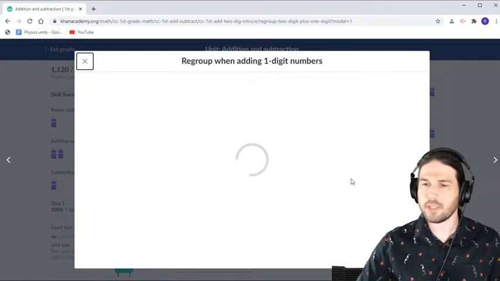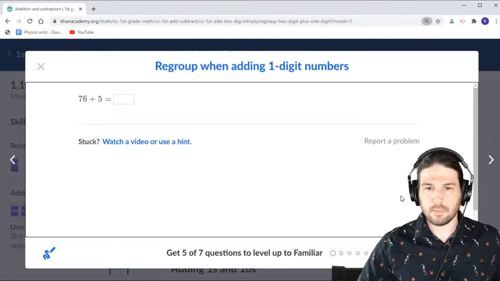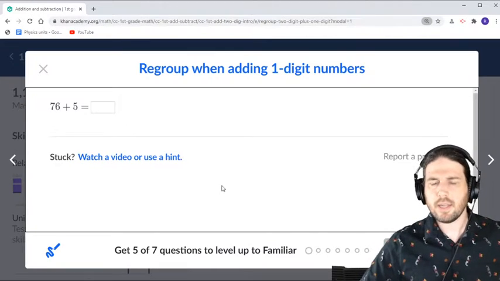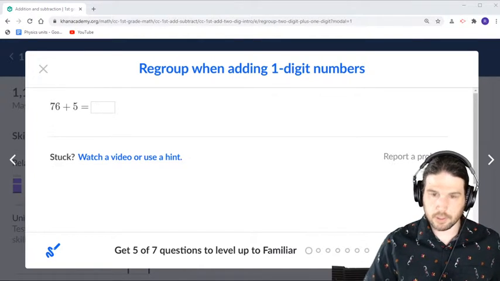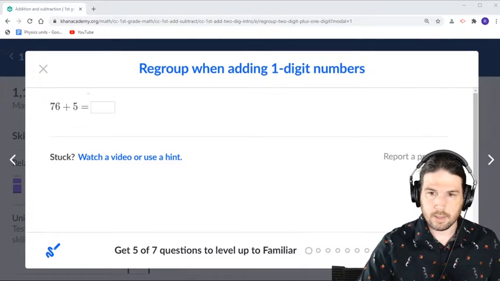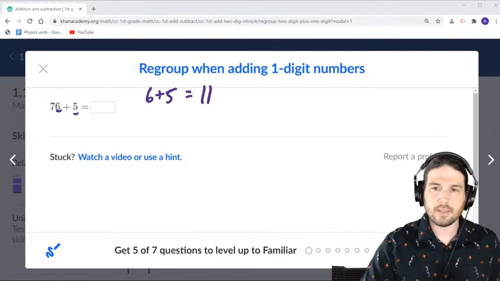Regroup when adding one-digit numbers. Okay, so this is the same thing, except I'm supposed to go... So 6 plus 5, right? So 6 plus 5 is 11. And then I have that 70.